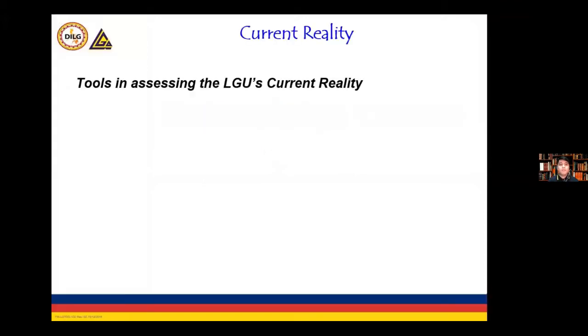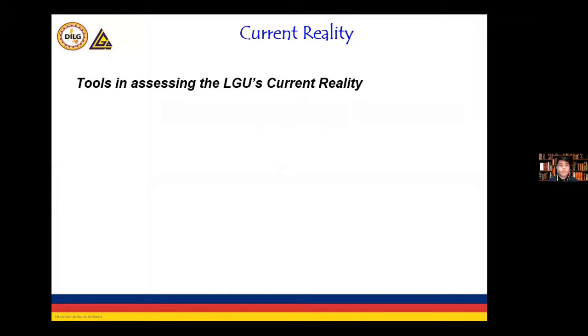Okay? So what are the tools in assessing the current reality? Kasi yan ang pinakamahalaga. Kailangan malaman natin nasaan tayo ngayon. Ito yung gusto nating maabot at this height, but our current reality, ano yung binibigay na sitwasyon, ano yung binibigay na realidad, no? Based on, of course, the available data that we have.